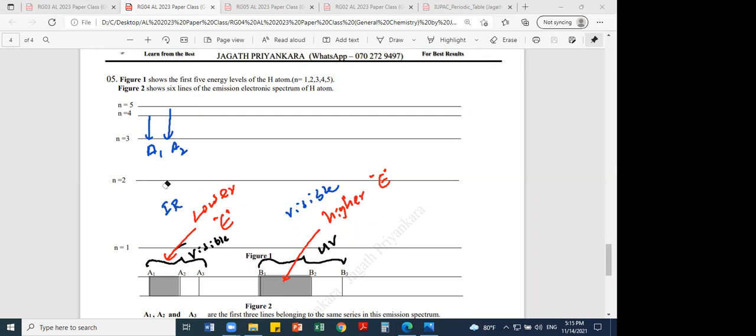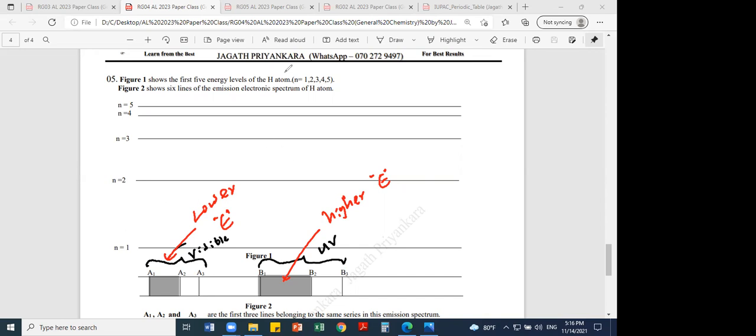IR is not possible here. Why? Because we can't draw three lines. IR means falling of electron from a higher level to the third level. But let's see whether we can draw three lines, then I will erase this. IR and UV, visible, not possible. Then let's go for visible and UV, Balmer and Lyman. Let's see whether we can draw three lines.